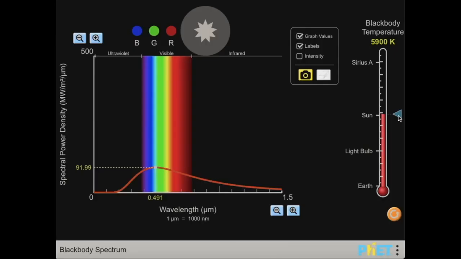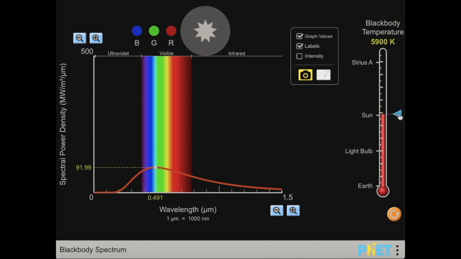These graphs give us the relationship between surface temperature and the peak wavelength emitted by black bodies. So black bodies emit all wavelengths, but there's a peak wavelength which determines the color that it is observed for us.